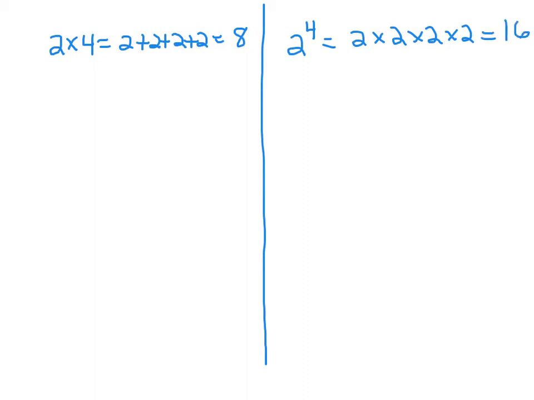16. Okay, so now over here I'm going to write 3 times 2, and over here I'm going to write 3 raised to the second power, or 3 squared. So 3 times 2, what does it mean? 3 plus 3, which is 6. So what does 3 squared mean? 3 times 3, which is 9.